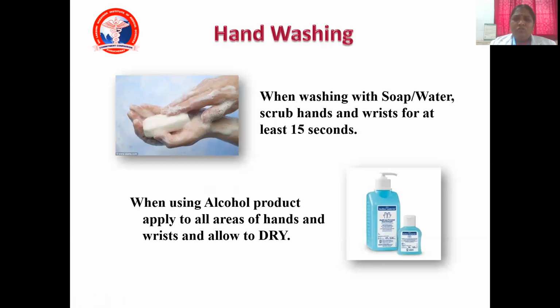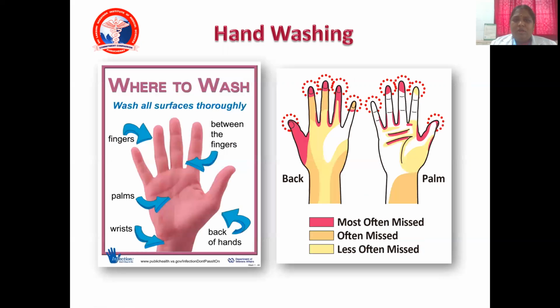So how do you wash? You should wash with soap and water, scrub your hands and wrists for at least 15 seconds. This is simple hand washing. When using alcohol products, apply to all areas of hands and wrist and allow to dry. At least for 15 seconds, you should do this.